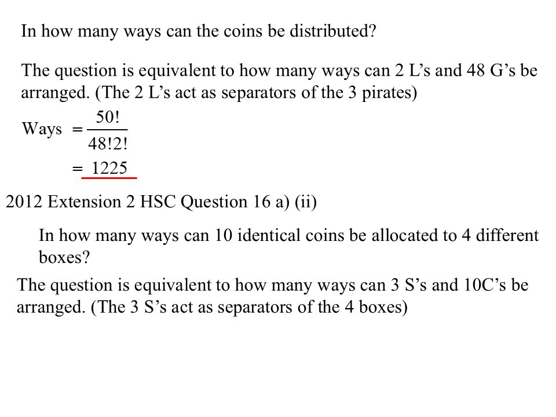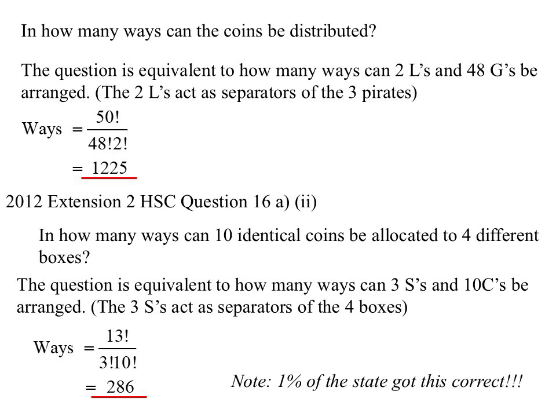So again, it's like just arranging them up, and that's telling us what's going in the first box, what's going in the second box, and so on. All right, well that makes the question straightforward. I've now got 13 objects I'm arranging. There are 10 C's, and there are 3 S's. So 13 factorial over 3 factorial, 10 factorial, which is 286. The interesting thing is only 1% of the state got that question correct. Only 1% of the state.